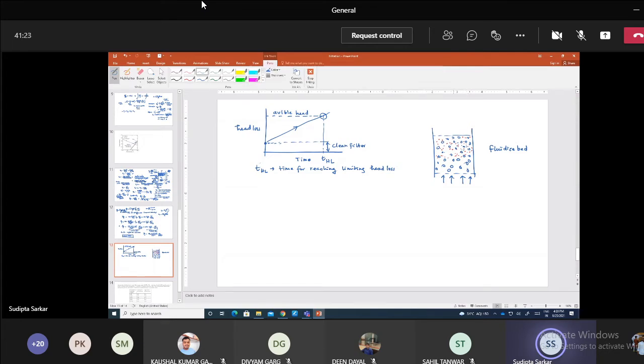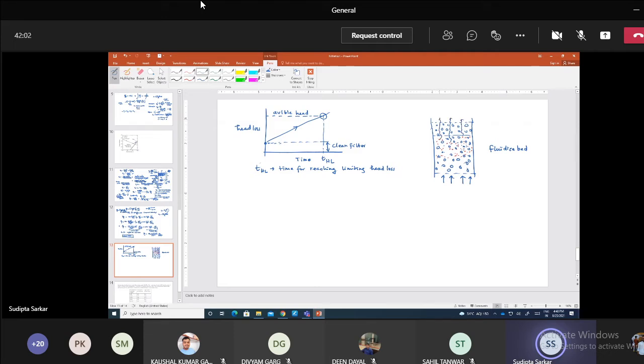When this happens, obviously the bed expands, and the distance from one particle to another increases, so there is no entrapment, because the sand particles are now far apart. All these small particles which have settled down try to escape with the water.